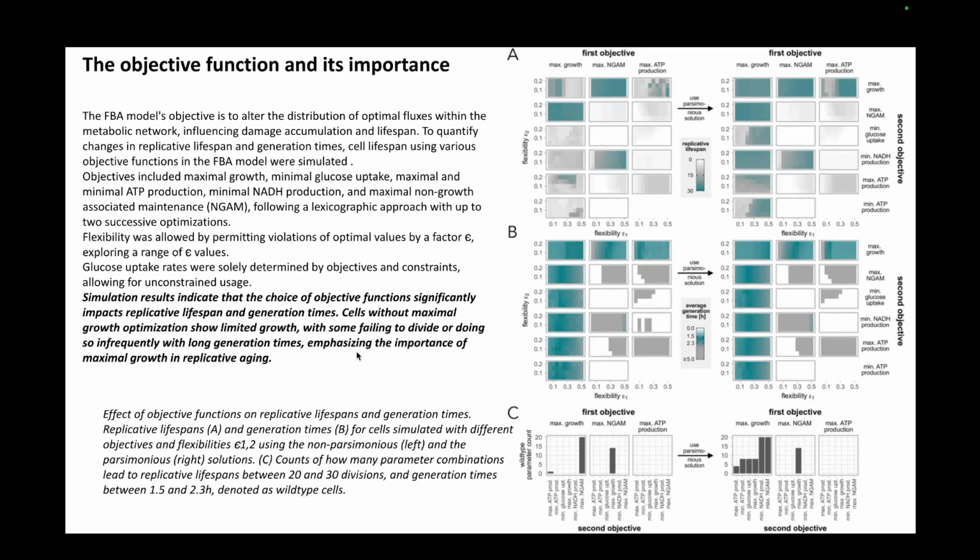So this slide is showing the importance of objective functions. The simulation results indicate that the choice of the objective function will significantly impact replicative lifespan and generation times. This is an FBA model that was simulated on E. coli, and the objective functions were different in different cases. One was maximal growth, another was minimal glucose uptake, different types of objective functions they were testing. And after the simulation, they found that the choice of objective function significantly impacts the replicative lifespan and generation times. Cells without maximal growth optimization showed limited growth, with some failing to divide or doing so infrequently, with longer generation times, emphasizing the importance of maximal growth in replicative aging.